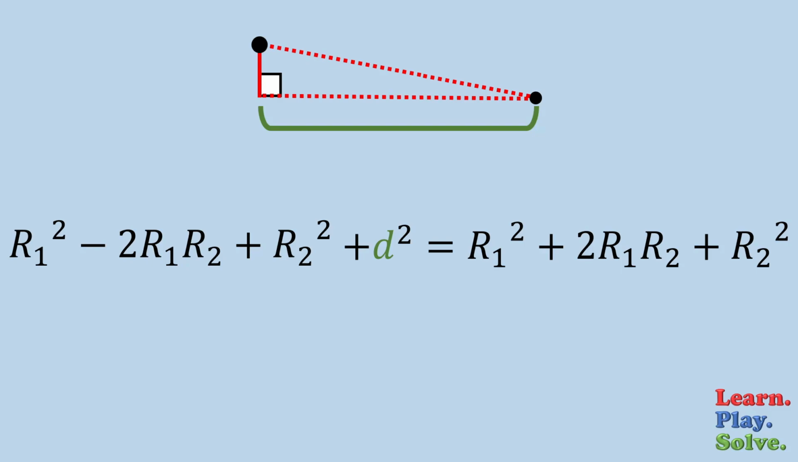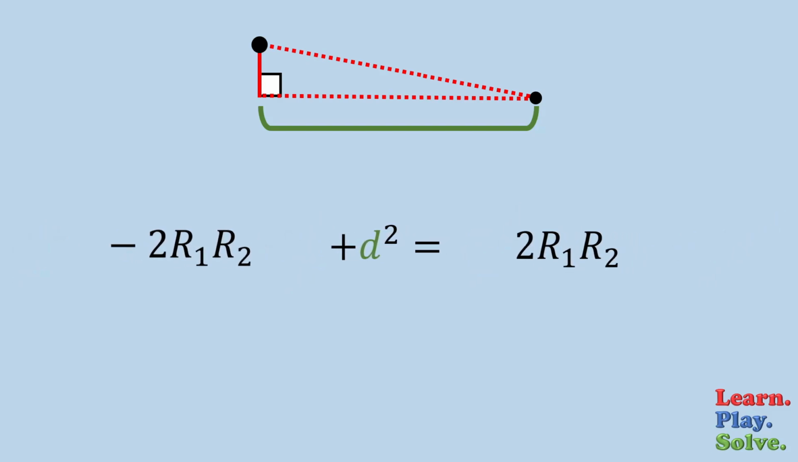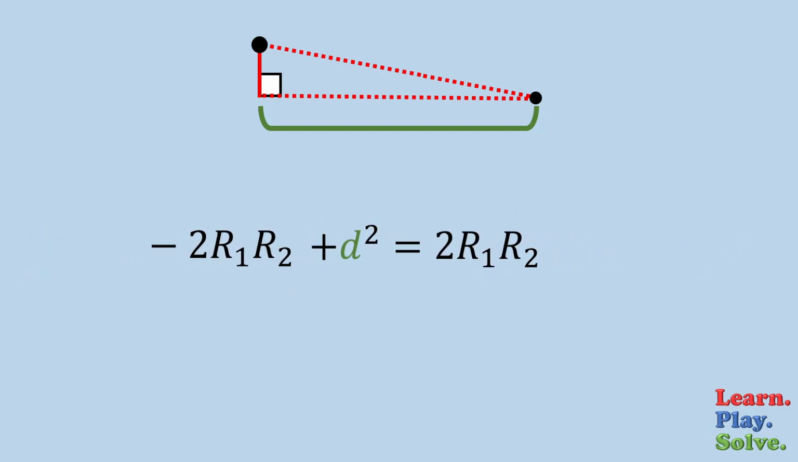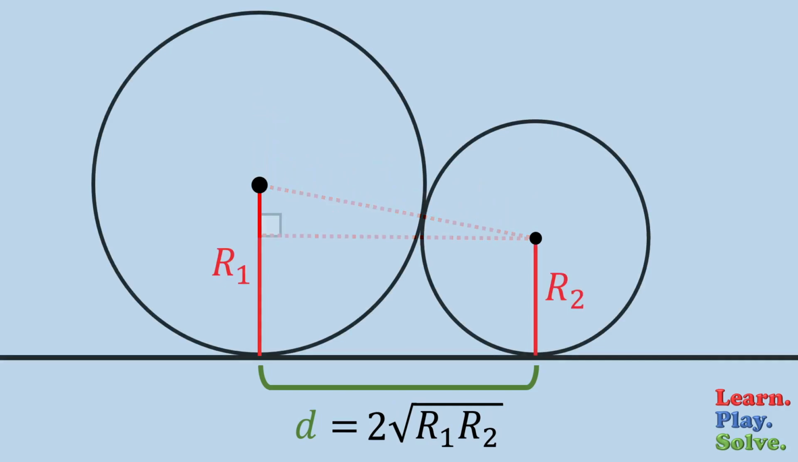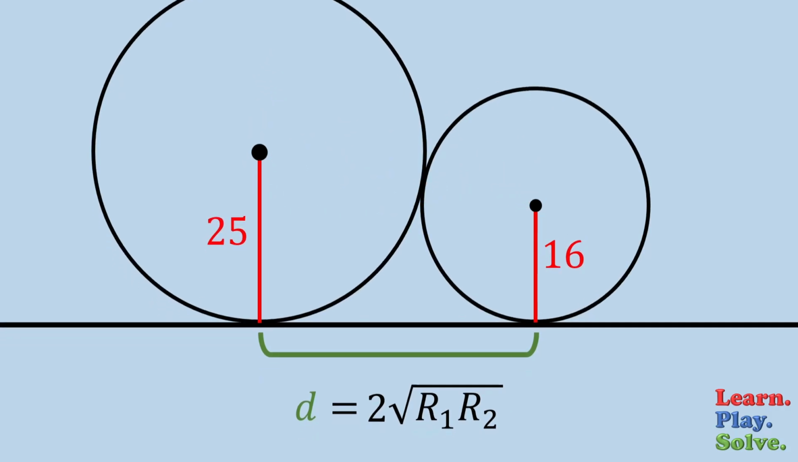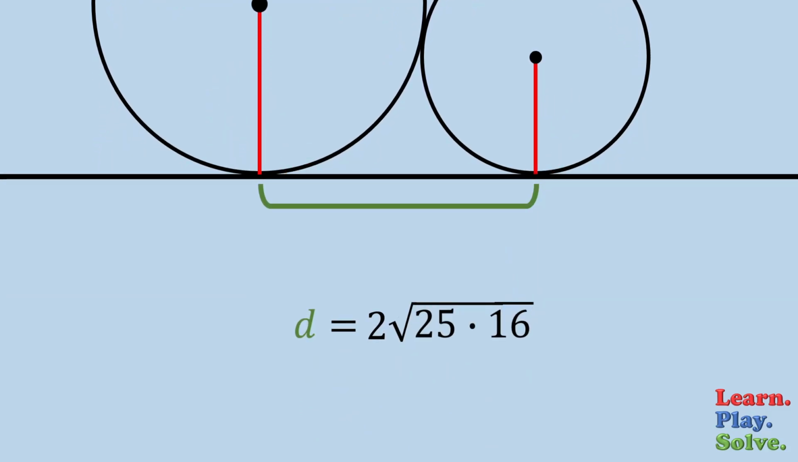On each side, we have an r1 squared and an r2 squared, so we can cancel them out. Now add 2 r1 r2 to both sides. If we take the square root of both sides, we get this. Take the square root of 4 out, and we now have a formula for the distance we were looking for. Since we already know these two radii, we can go ahead and plug them into the formula. 25 times 16 is 400, and the square root of 400 is 20. So d is 40.